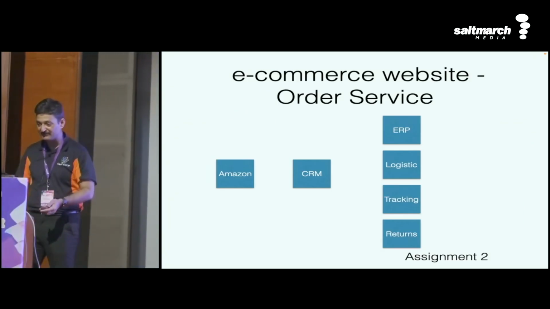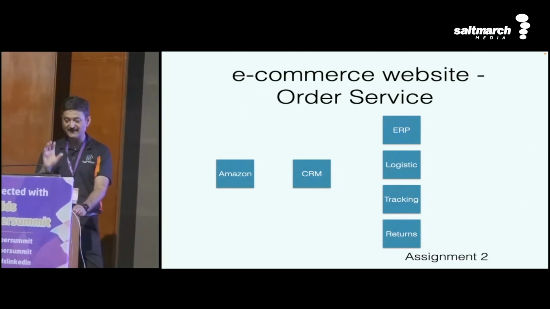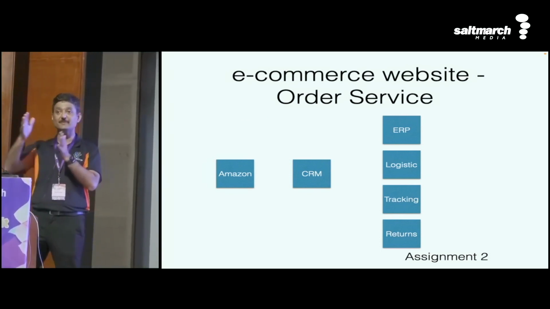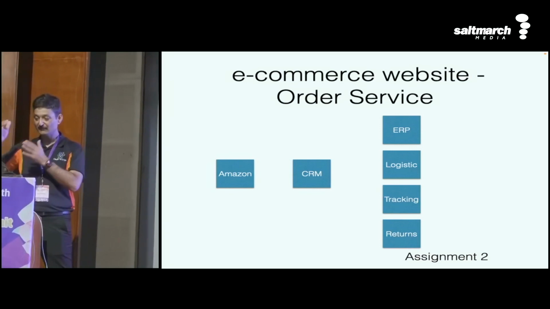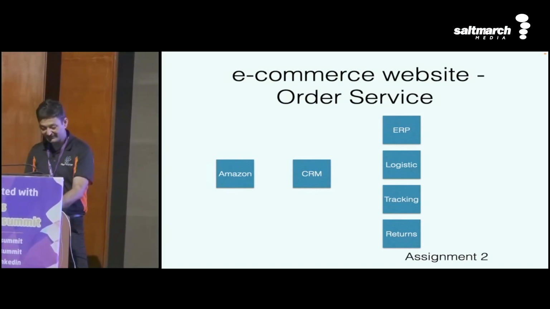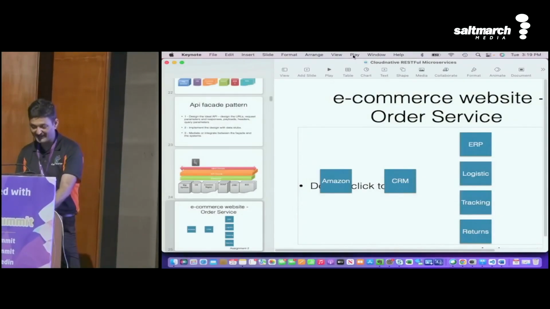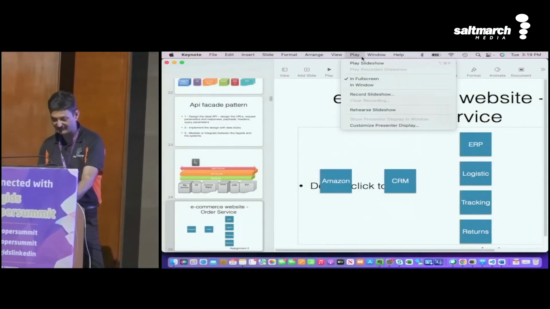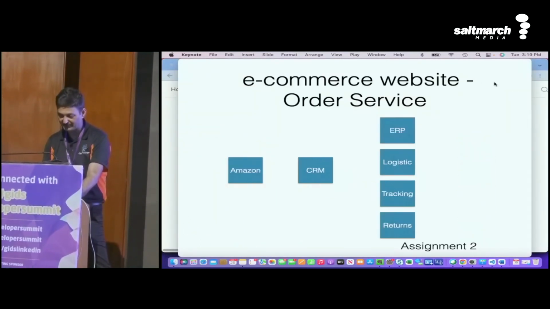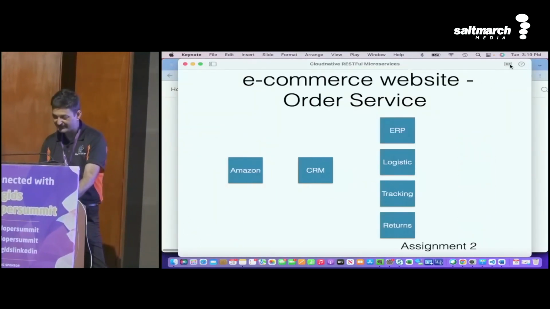So think about this e-commerce solution you're trying to build. Amazon is not just calling Amazon. Amazon is calling a customer management solution, CRM, which is then calling an ERP solution, which is then calling a logistics solution. So this is not just one API being called. It's calling multiple of these solutions. That's what we need to figure out.